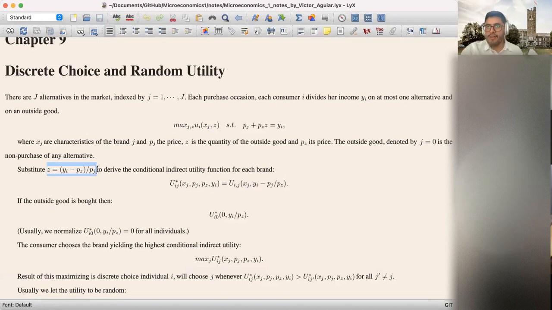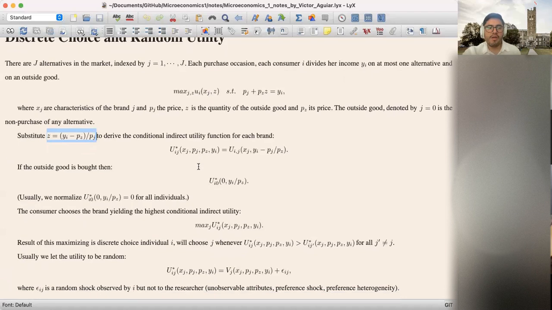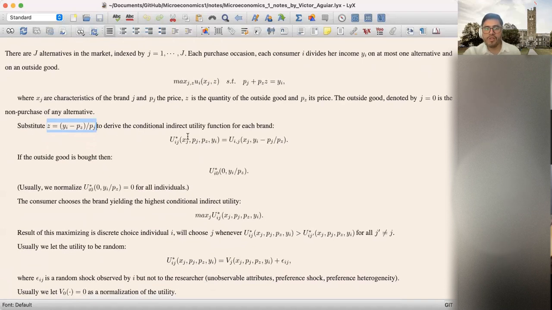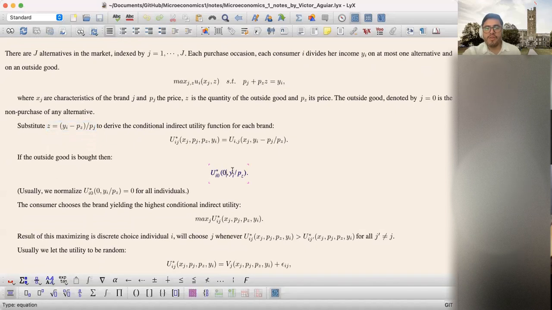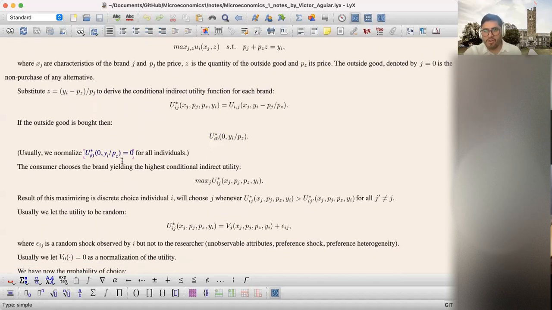I can just replace Z by the quantity that depends on prices and on income, and I'm going to obtain an indirect utility. Now, what is the utility of the outside good? If you select 0, then you spend everything on the outside good, right? Of course, you can normalize it, because utility here still has an ordinal feeling. So this is going to be equal to 0. I'm just going to normalize the utility of the outside good to 0.